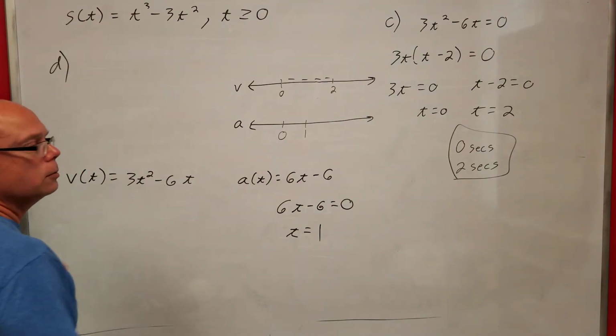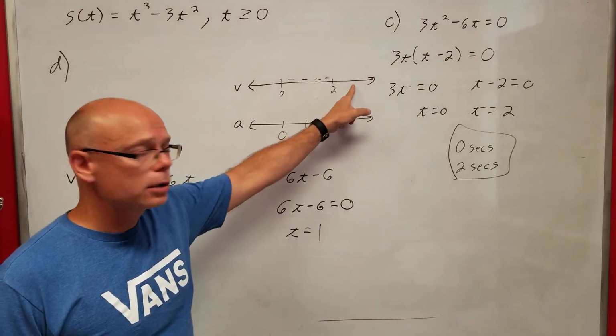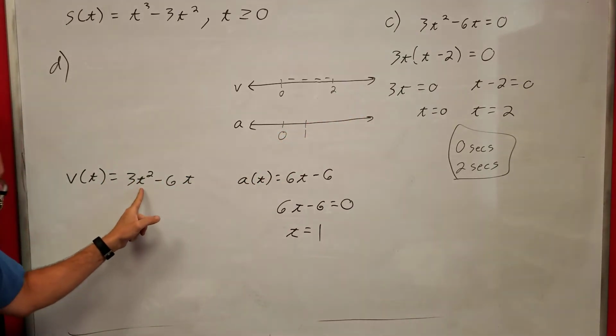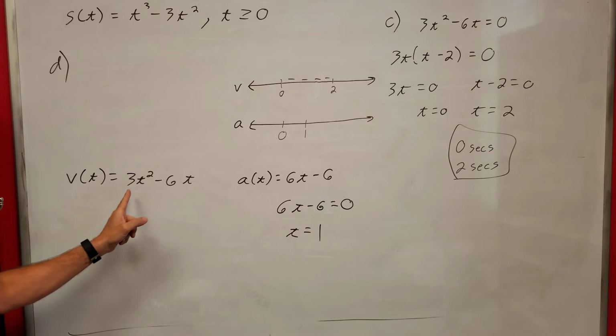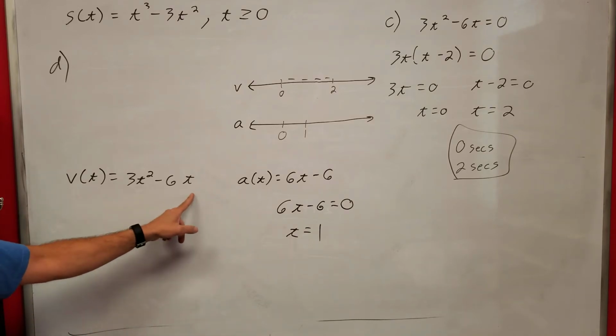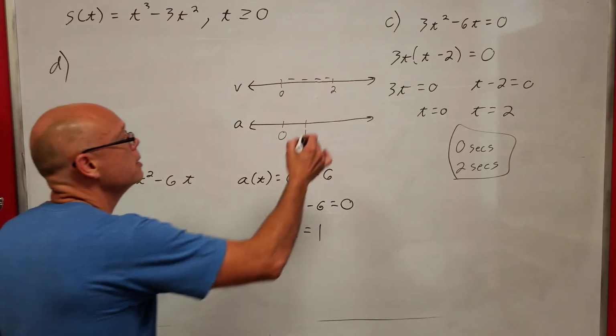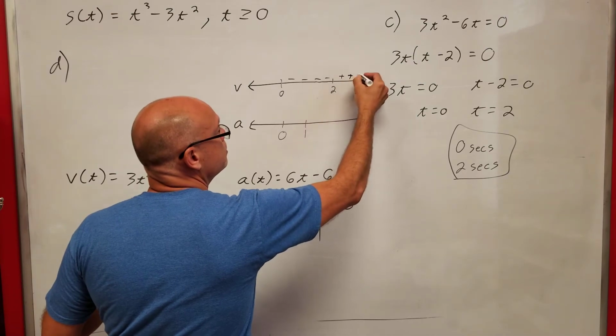All right. What about a test value over here, like say 3? Run 3 through your velocity function. What do you get? 9 times 3 is 27 minus 18, so that gives me a positive here.